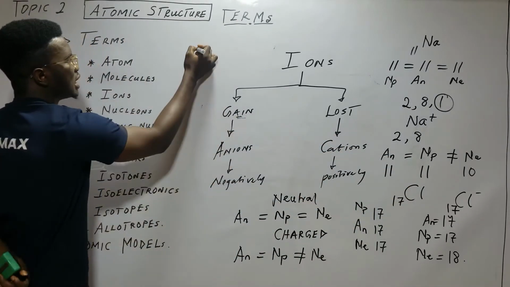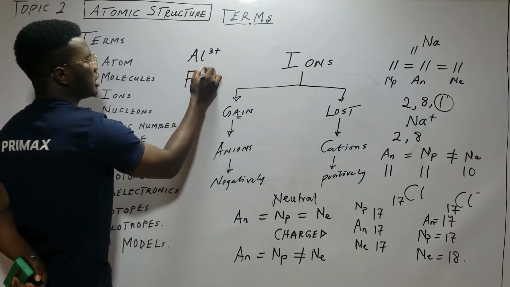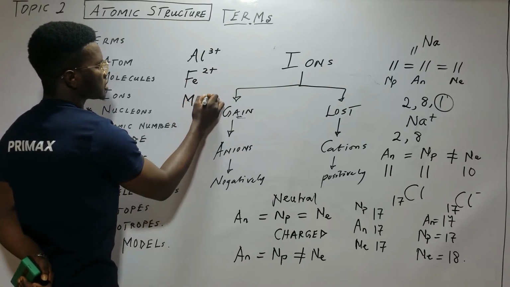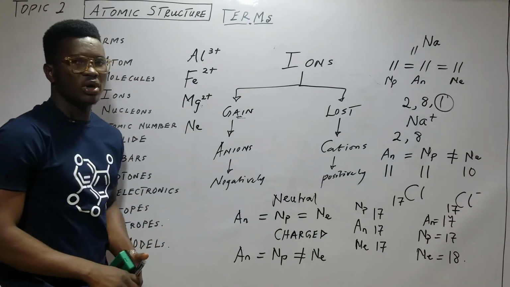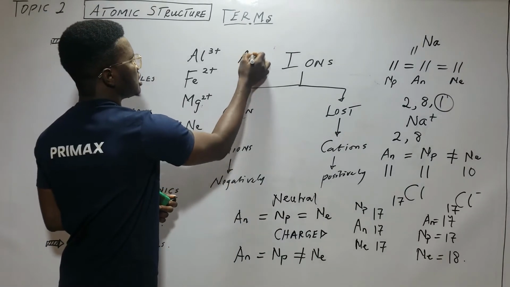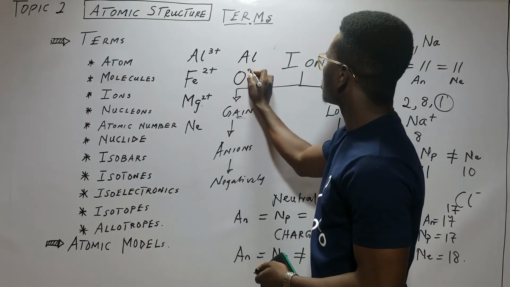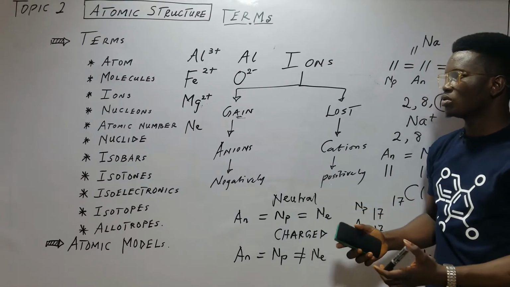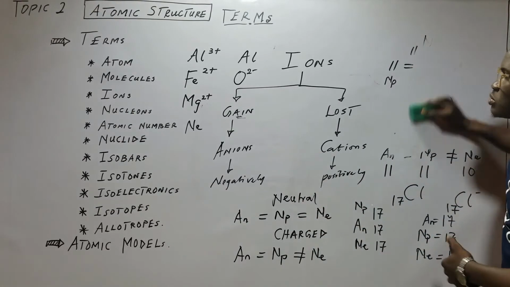Now let's look at this. You can determine this. Aluminium, Fe2+, Mg2+, Ne. So you can determine their atomic number, the number of protons, the number of electrons, as you can have them in any case. So let's have that. Now let's have a negative ion, O2-. So try the number of protons, the number of neutrons, electrons, and so on. Now, I've taught you how to determine the number of neutrons from the first class. So now let's move on to the next thing.